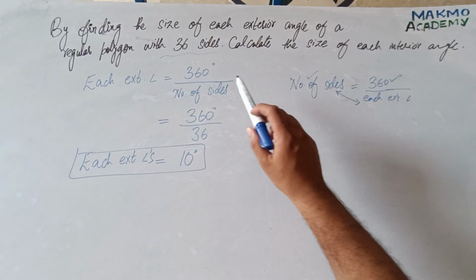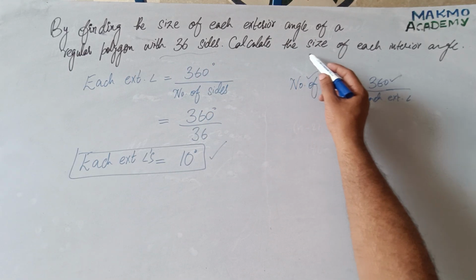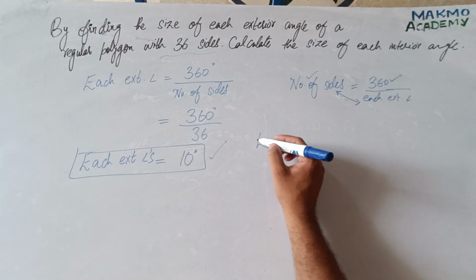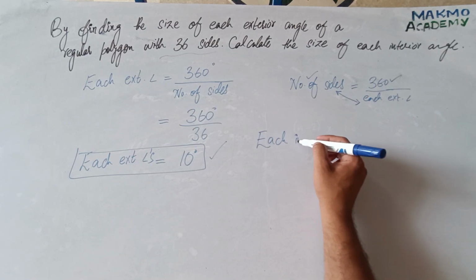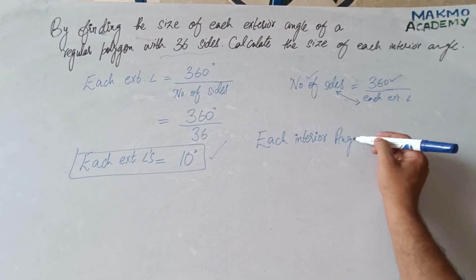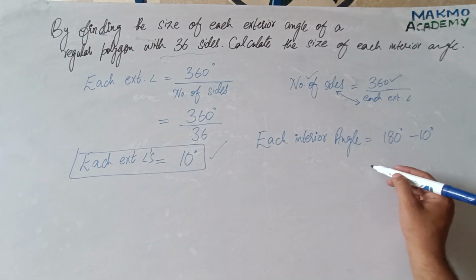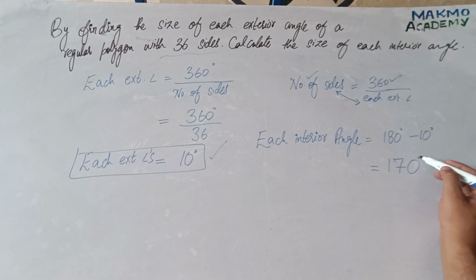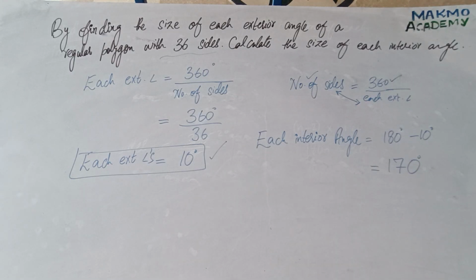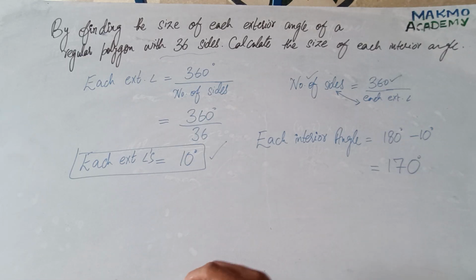So what they are asking: by finding the size of each exterior angle, which we have found, calculate the size of each interior angle. It's very simple now. As we know, each exterior and interior angle are supplementary. Each interior angle is equal to 180 degrees minus 10 degrees. So the size of each interior angle would be 170 degrees. This is because each interior and each exterior angle are always on a straight line. They are adjacent angles.